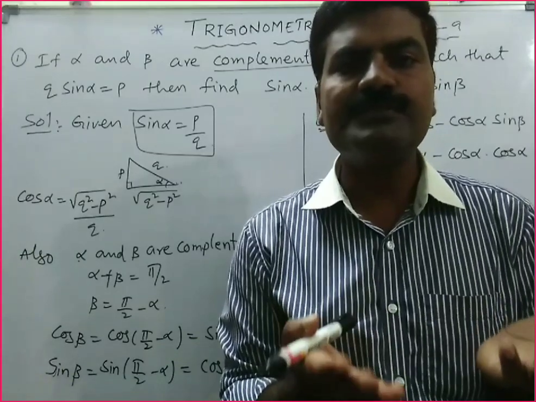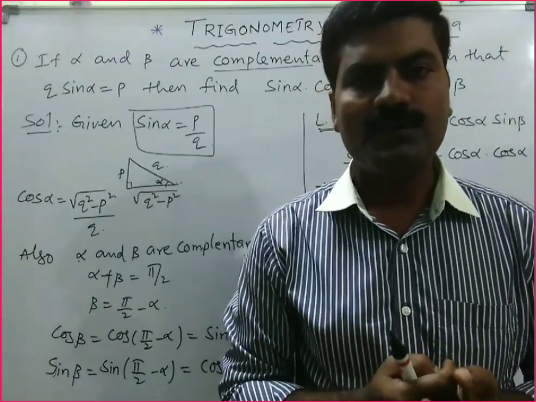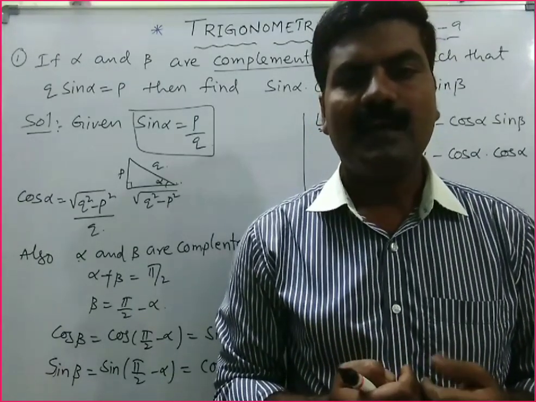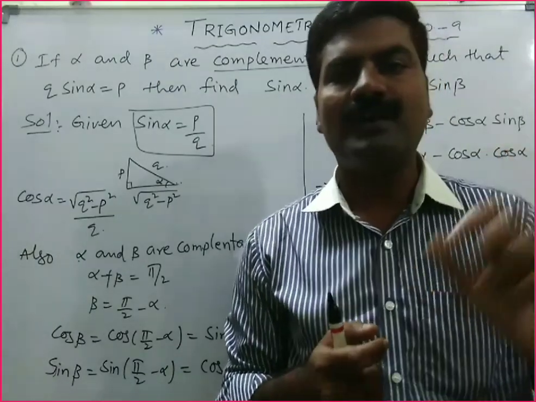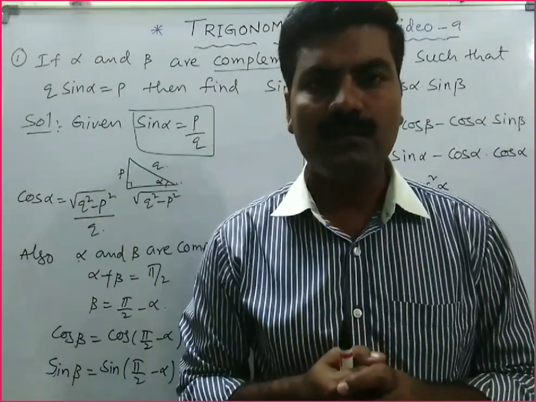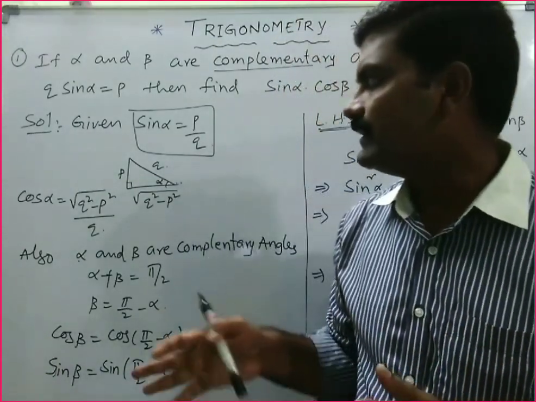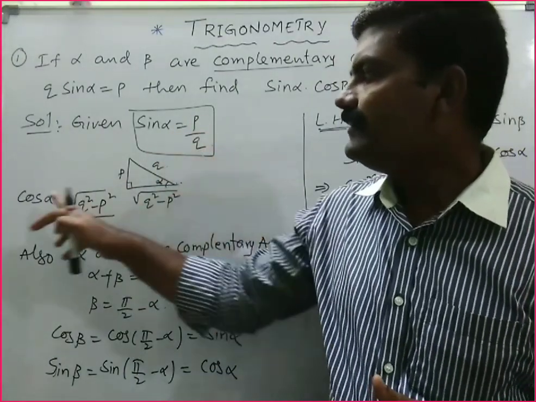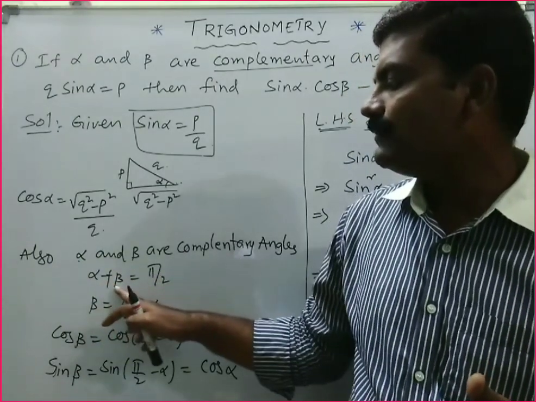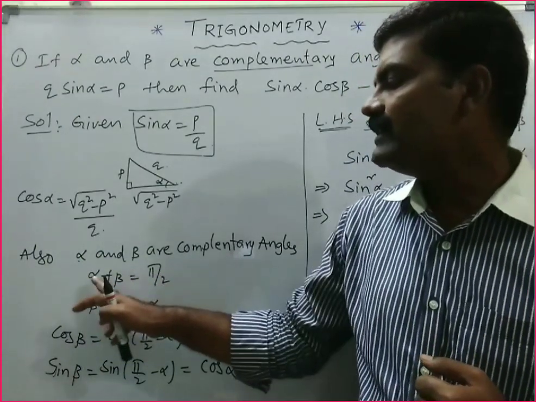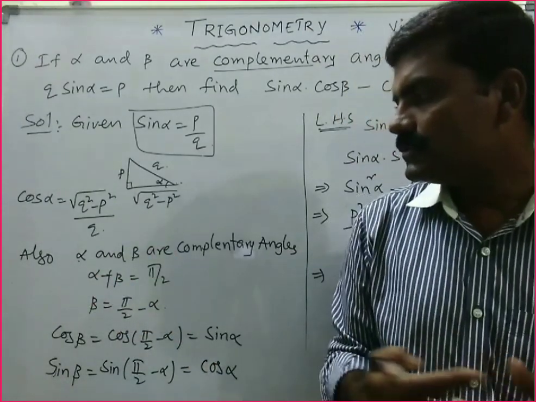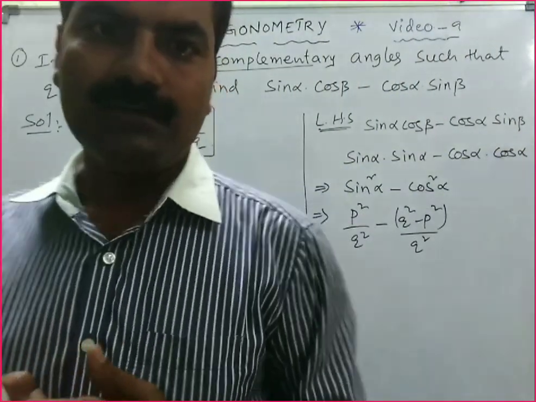Means these two individually are below 90. Do you understand? So alpha and beta both are less than 90. I mean these angles come under first quadrant. So you know that in first quadrant all the trigonometric ratios are positive, right? So that is why now sine alpha is positive, and cos alpha is also positive. Why? Because both together alpha plus beta is 90. So individually definitely alpha is less than 90 and beta is also less than 90. So no doubt that both angles come under first quadrant.